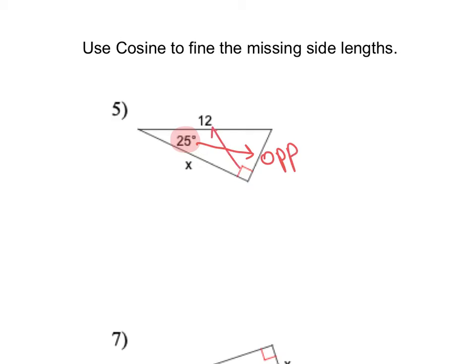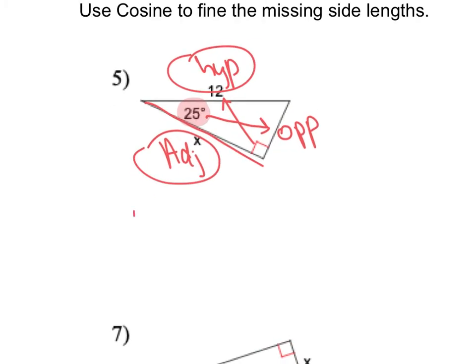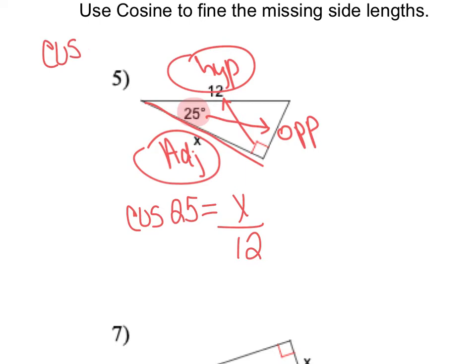We do know that the hypotenuse is 12. And then this side is adjacent to my angle. It's touching the angle. It's right next to it. So since I know adjacent and hypotenuse, I know I need to use cosine. So let's say cosine of my angle, which is 25 degrees, equals adjacent, which is x, over hypotenuse, which is 12. Because remember, in our formulas up the top, the cosine was the adjacent over hypotenuse.